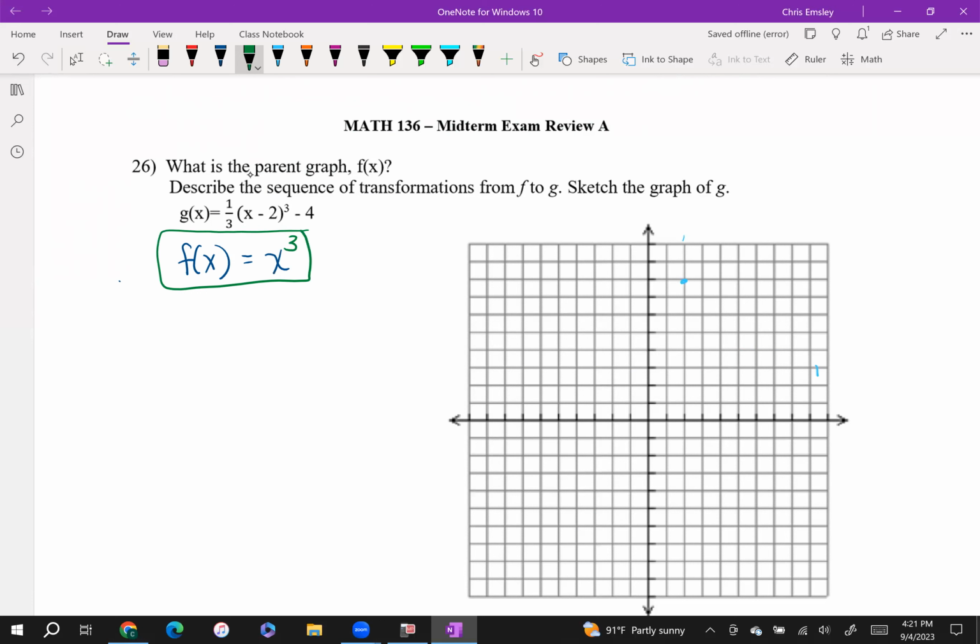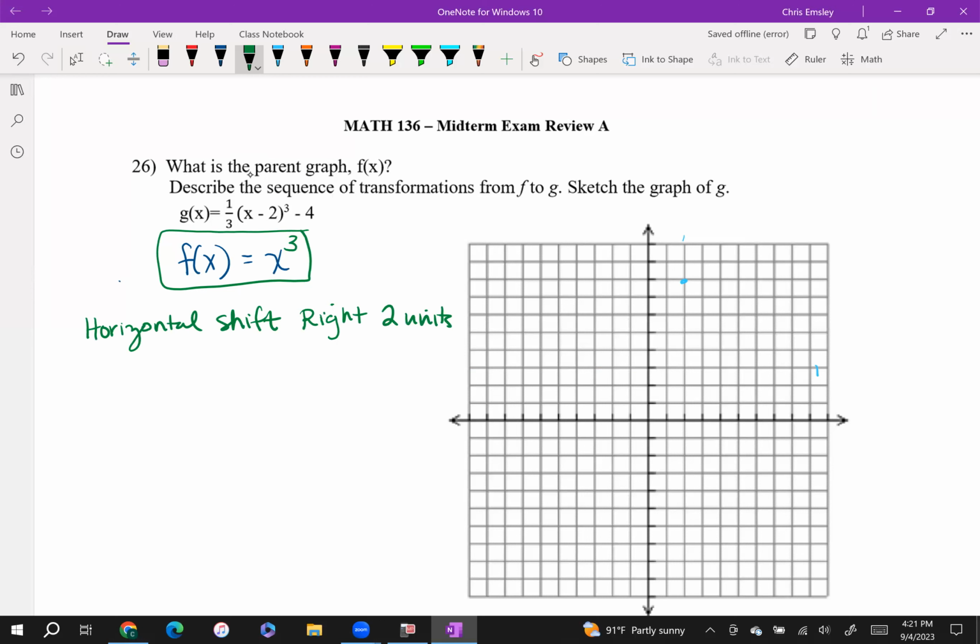Then we want to describe the transformations that are going on here. And we got 3 different things going on. We got that 1/3 in the front. Actually, let's start in the parentheses, x minus 2. Anything inside your parent function, in this case, inside that cubed exponent, that's going to be a horizontal change. So that x minus 2 is going to be a horizontal. Specifically, when we add or subtract a constant, it is a shift. And this shift happens to go to the right by 2 units. So that's that -2 in the middle.